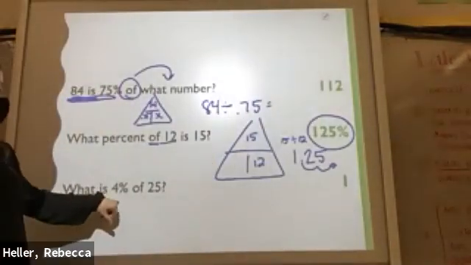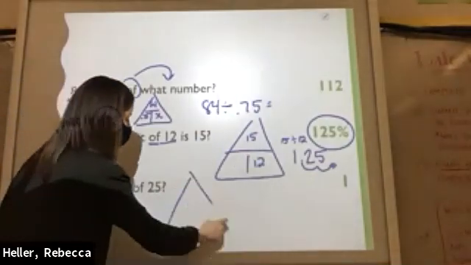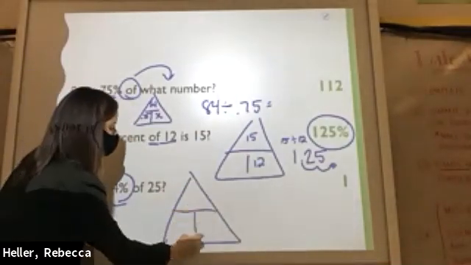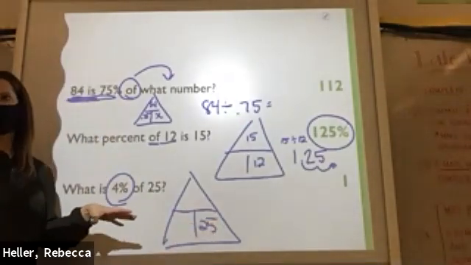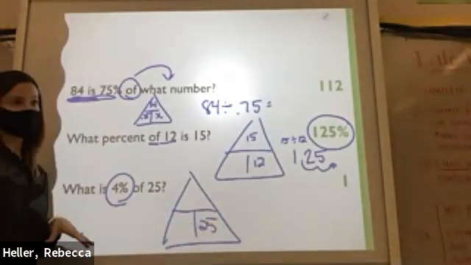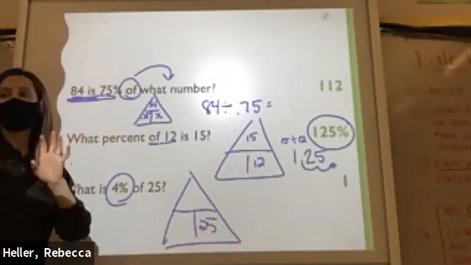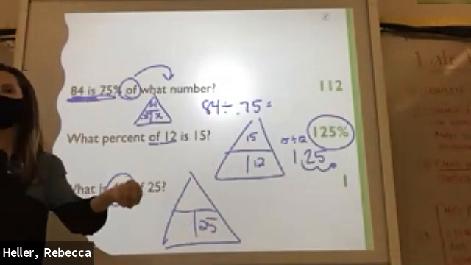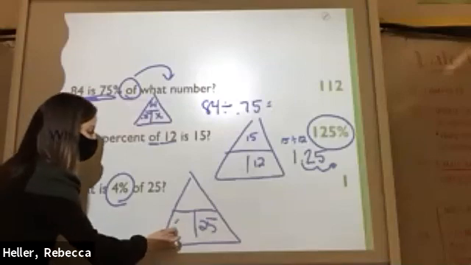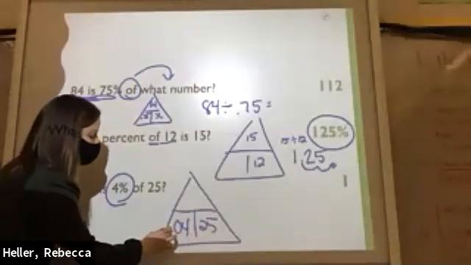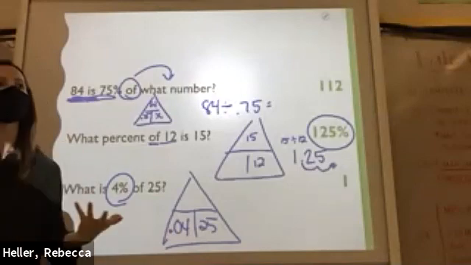And the last one, what percent is 4% of 25? 25 is the whole. 4%, here's where we make most of our mistakes with this one, is 0.04. Like 4 cents is 0.04. 4% is 4 out of 100. 0.04. Okay, a lot of people like to do 0.4. That's 40.